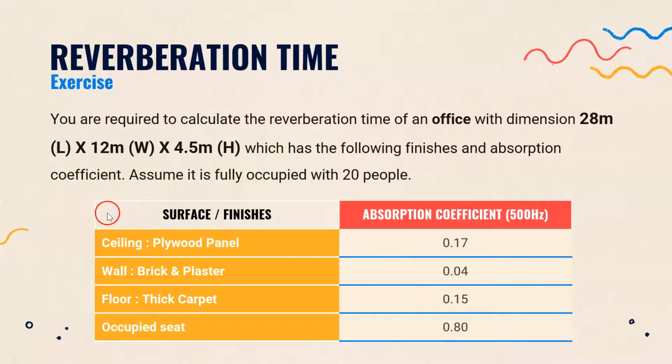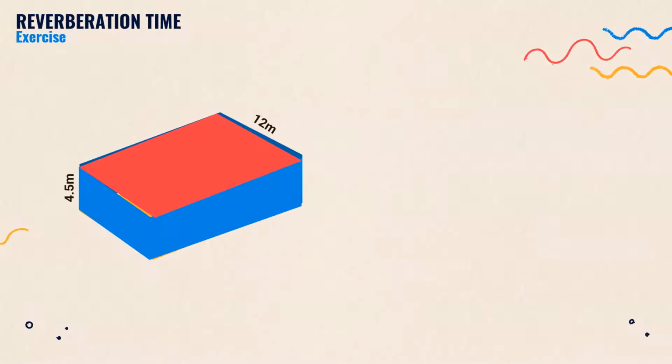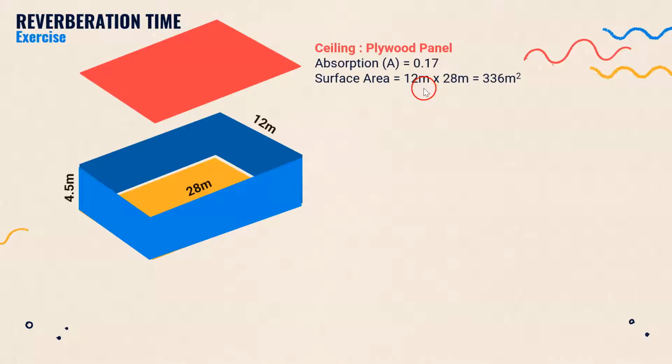Now before we go to the next slide, you might want to copy this. Okay, you can print screen or copy to your paper. From the given questions, extract the numbers. So ceiling size is 12 meter times 28 meter, so it's equal to 336 meter square. The absorption coefficient is 0.17.